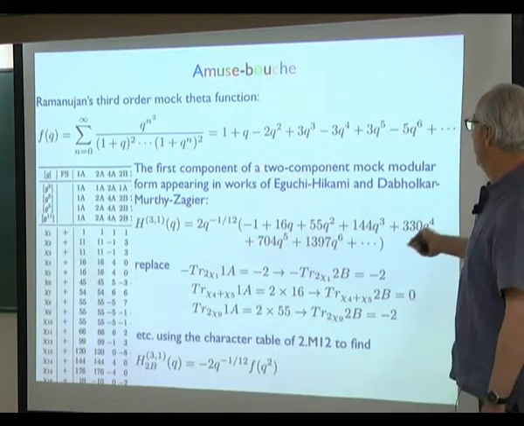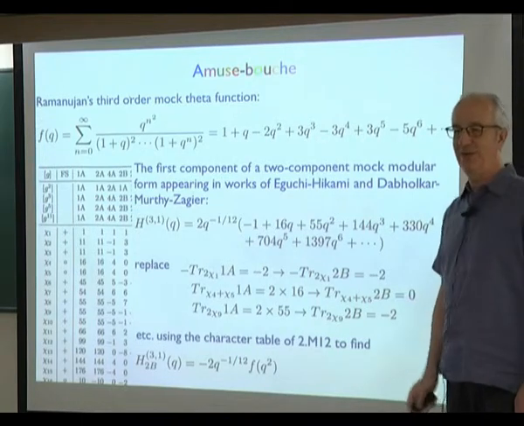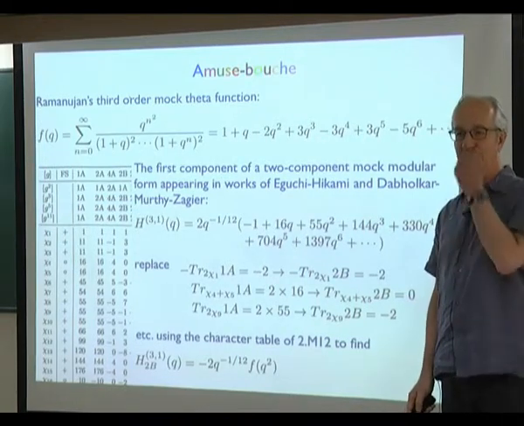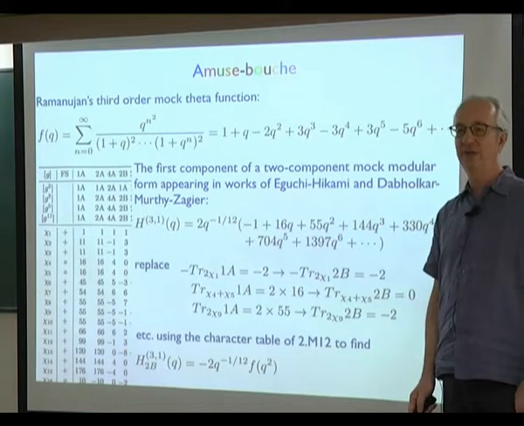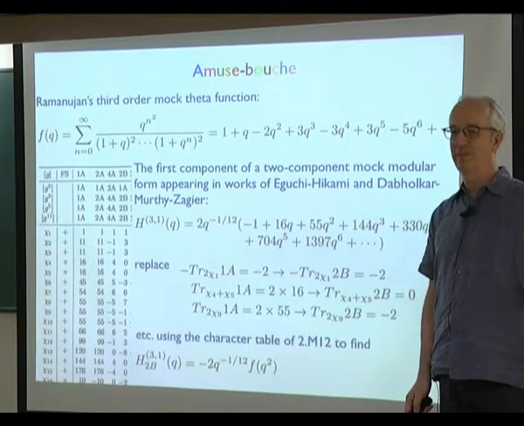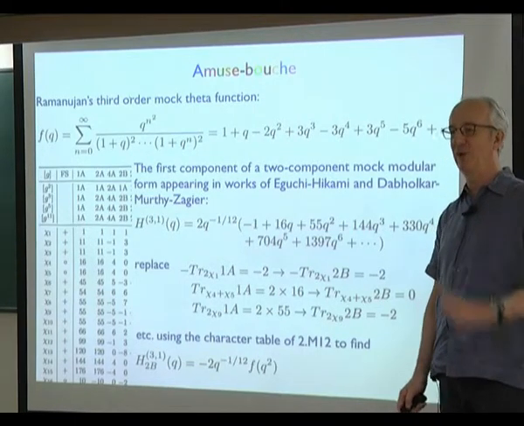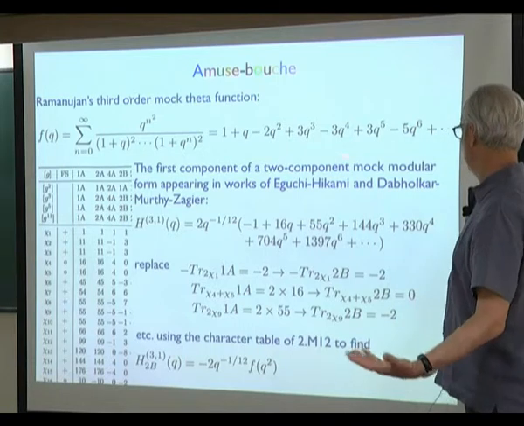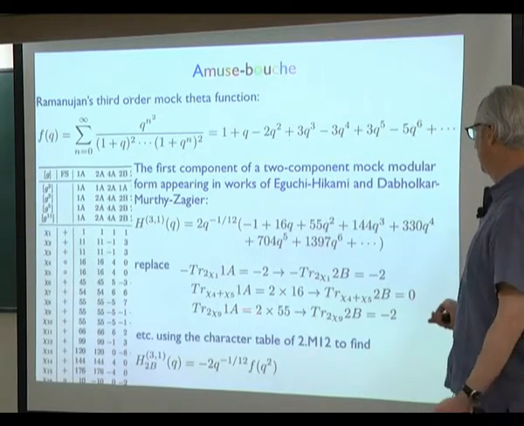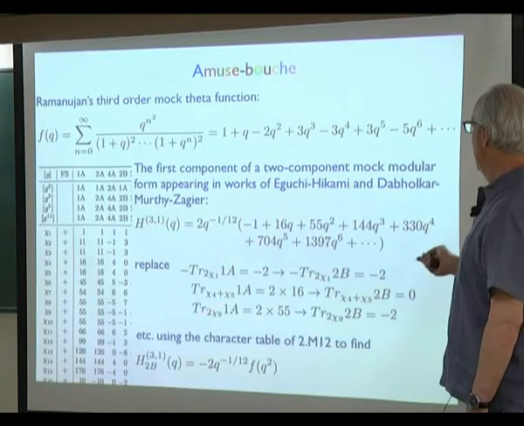So hidden within this probably most well-studied third order Mock theta function is some bizarre connection to the representation theory of a sporadic group. Well, 2.M12 is not a sporadic group, but M12 is a sporadic group. So this should whet your appetite. This is a kind of strange set of manipulations.